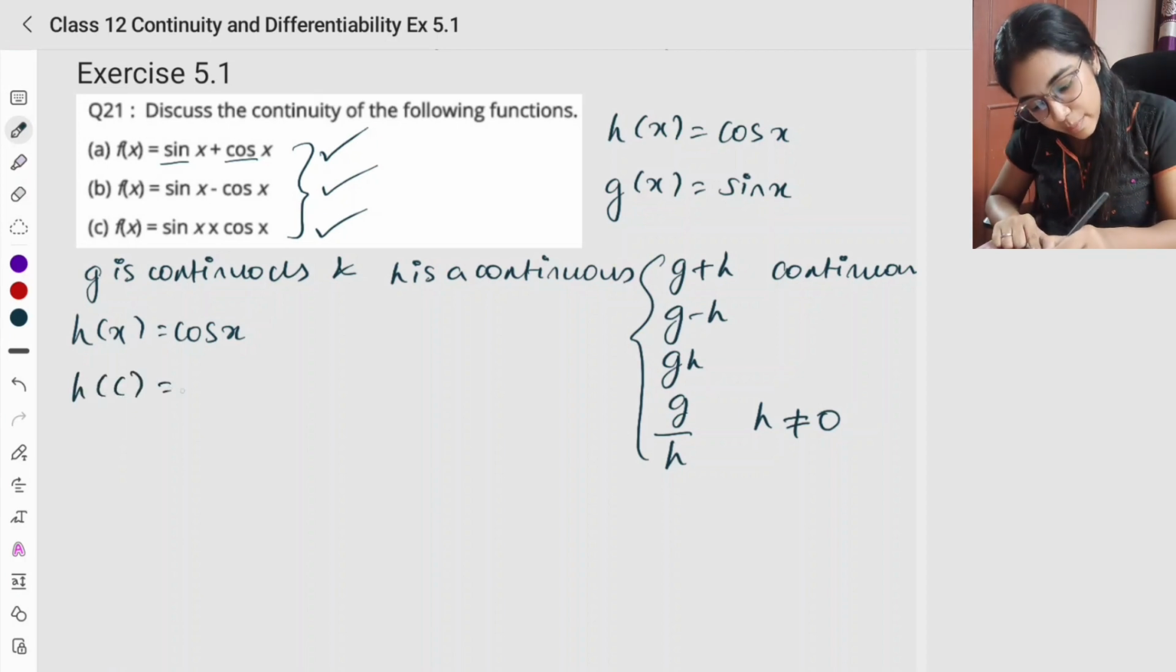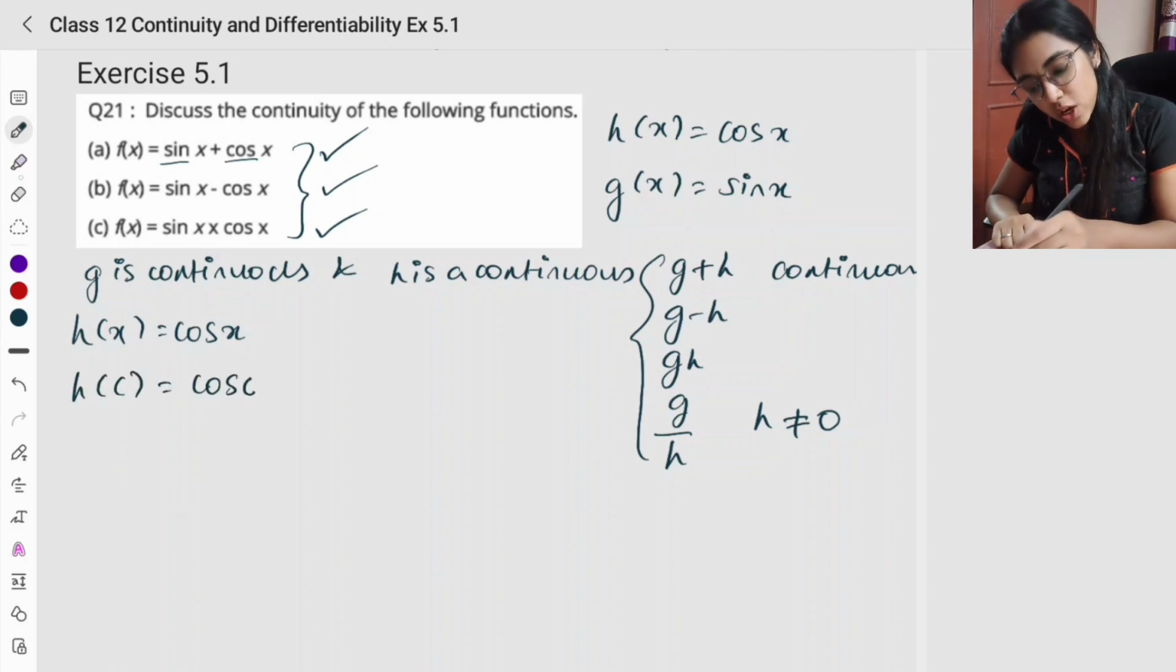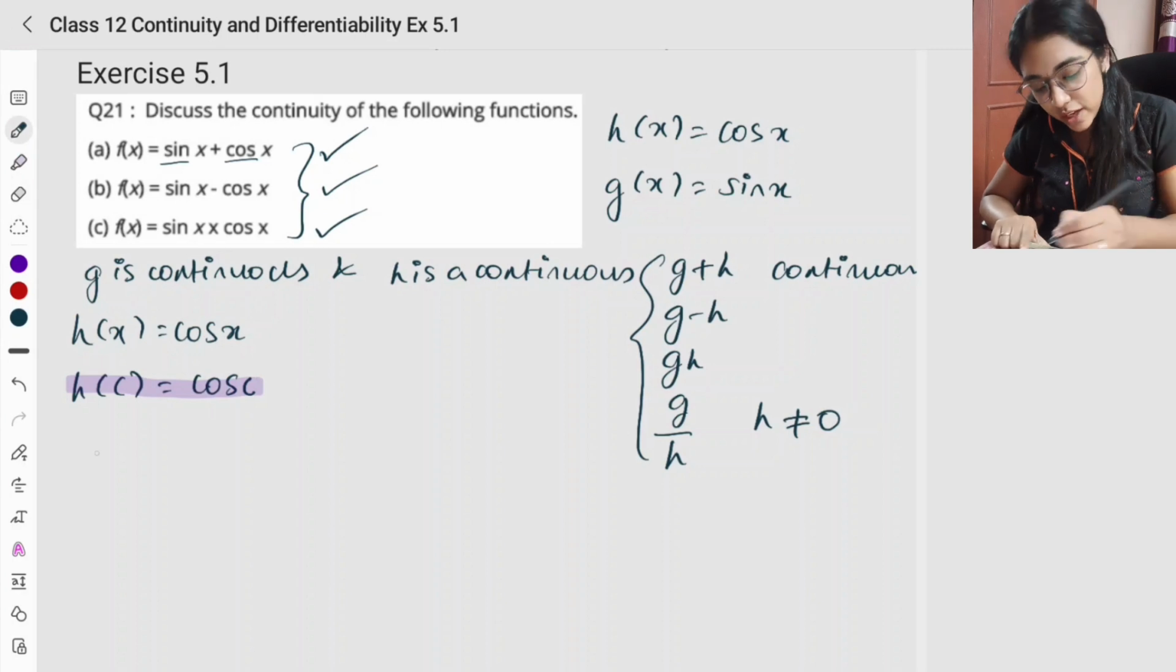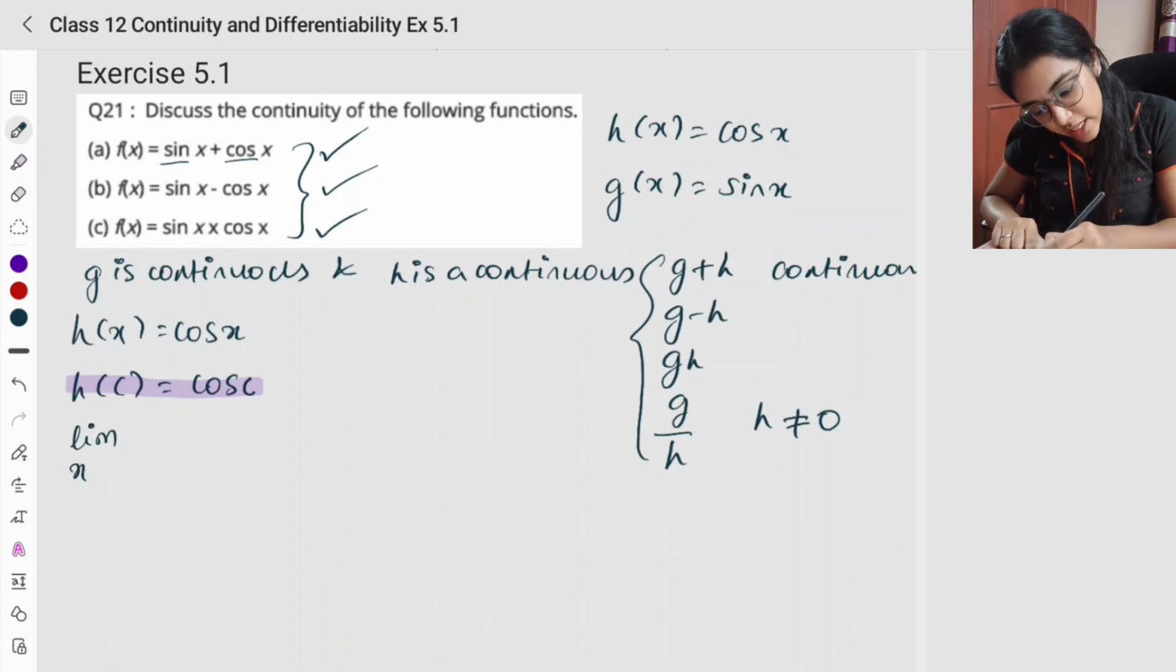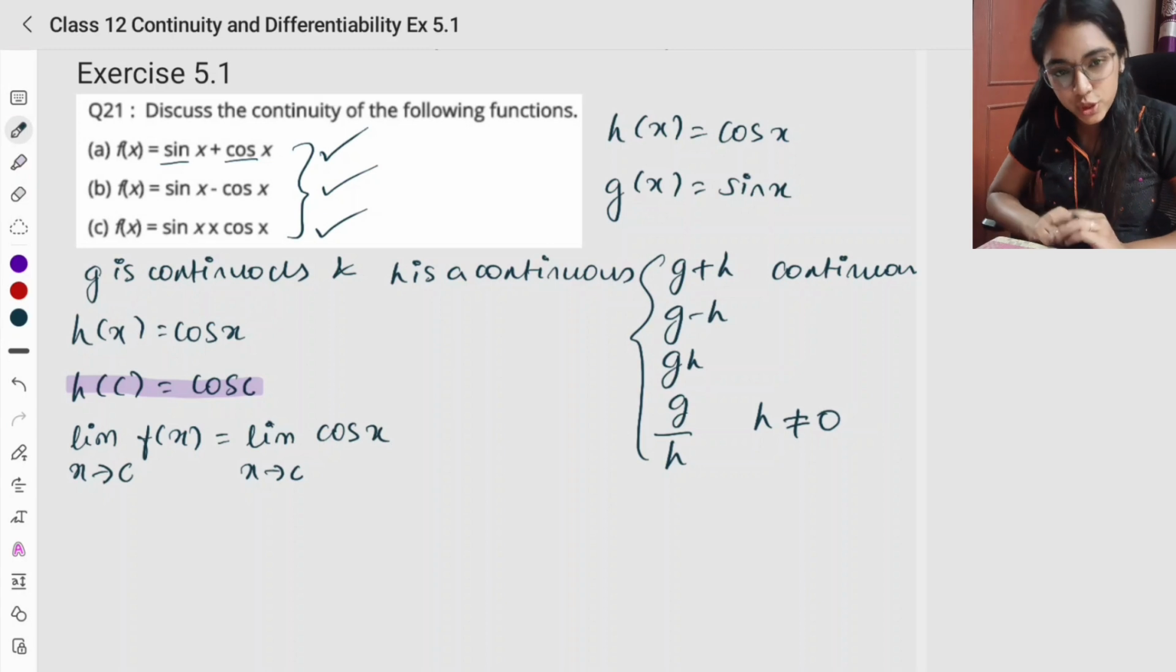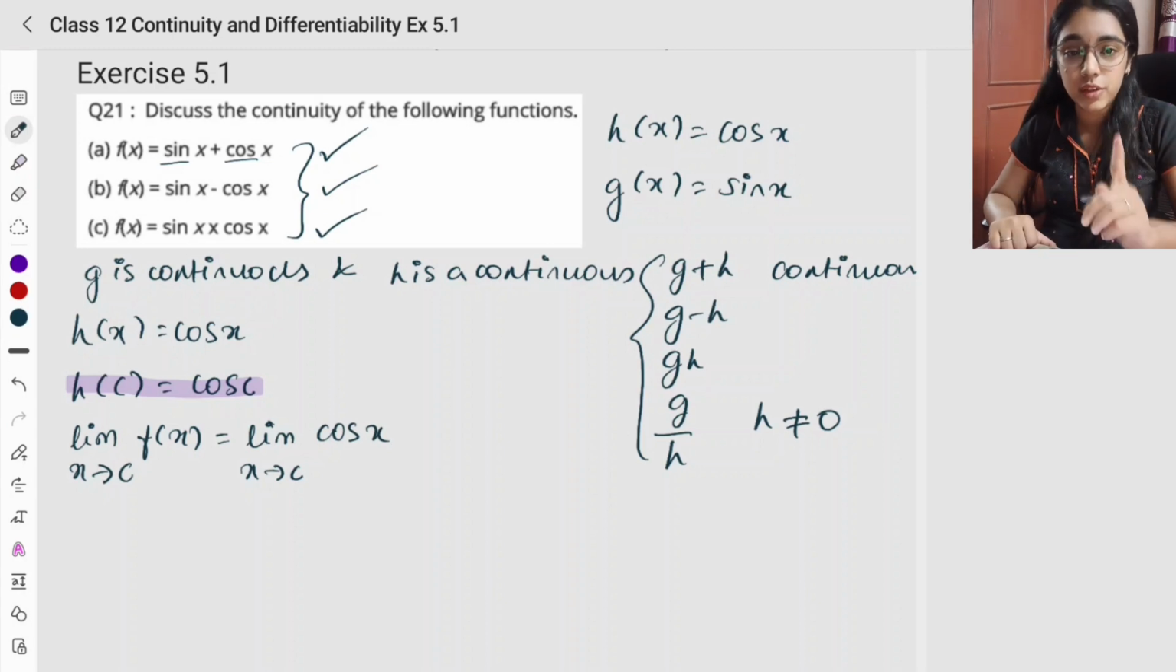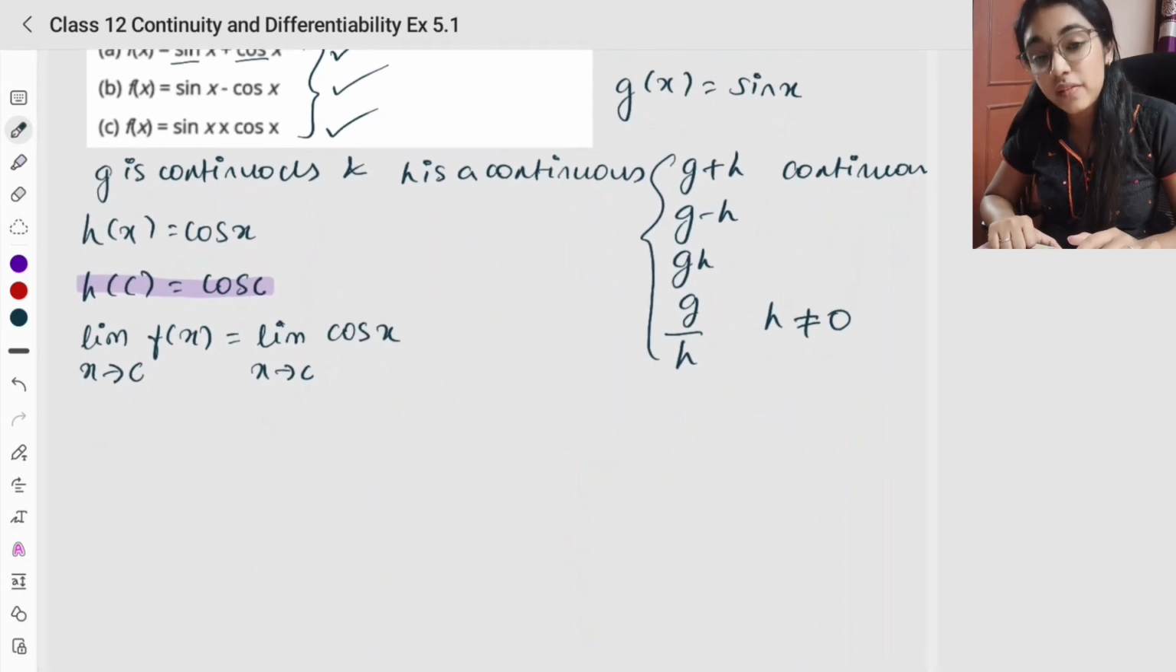So what is my first step? h of c is going to be cos c. So இத first நம்ம mark பண்ணிடலாம். h of c is cos c. Now I need to prove that the limit also gives me the same value. அப்ப என்ன பண்ணோம்? Limit x tends to c of f of x, which is going to be limit x tends to c of f of x என்ன? Cos x. But do you have to substitute the value directly? No. Whenever you're dealing with a trigonometric function, you always have to change your variable.